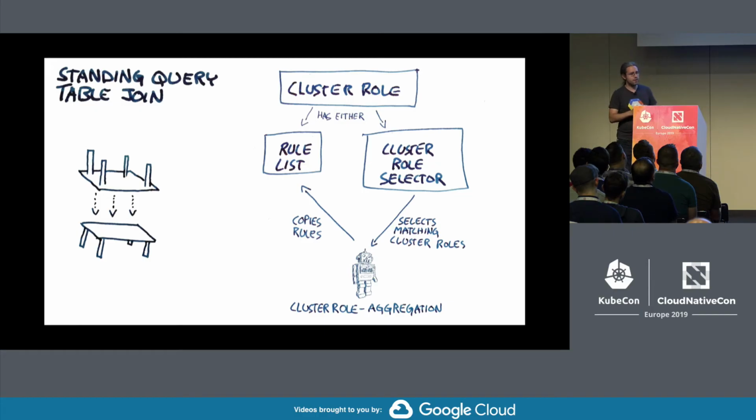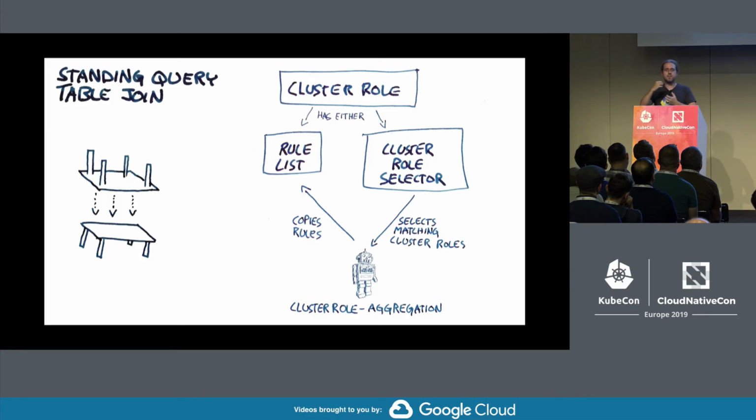Next up, another part of the auth system is the cluster role aggregation. So cluster role is part of the RBAC system. And you can put in a list of rules, like this role, like the reader or the viewer. It can, like, get pods, say.